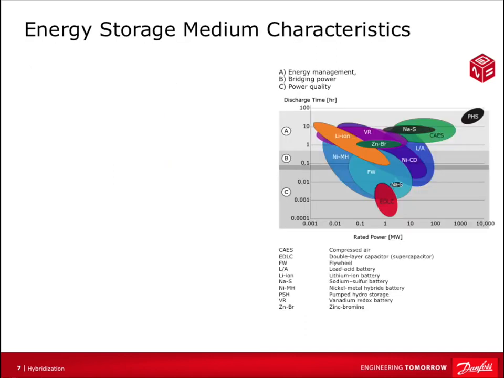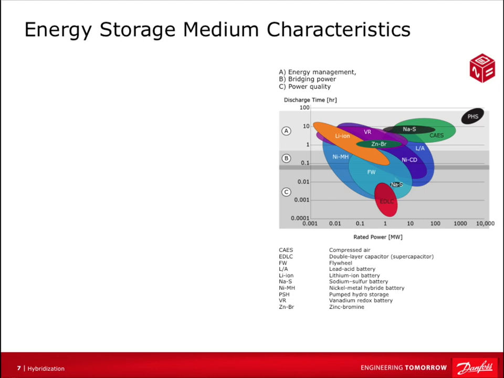So now that we've talked about the time characteristics of hybridization, it's important to look at the energy storage medium characteristics to make sure that they align. If we look here at this chart, on the y-axis we have the discharge time, on the x-axis the rated power, or the amount of energy storage that they're capable of and power output. If you see here we've got A, B, and C. We're trying to match them up with energy management, bridging power, and power quality.